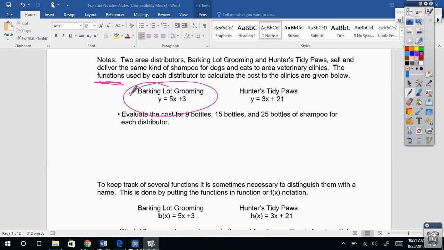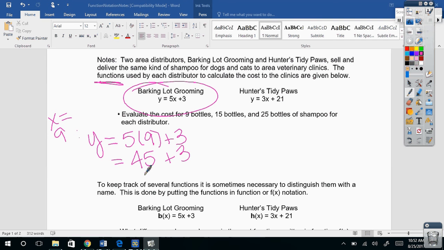Let's look at Barking Lot Grooming first. If I want to know how much it costs for 9 bottles, what do I do? Plug in 9, 15, 25 for X. So for 9 bottles, I would let X equal 9 and plug into that formula: 5 times 9 plus 3. We gotta plug 15, 9, and 25 in for X, but we're not going to do all 3. We're just going to do 9 for both of them so we can get to function notation. Everybody saying 48 is right, because 45 plus 3 is 48. So it's $48 for 9 bottles of shampoo. Do we agree with that?